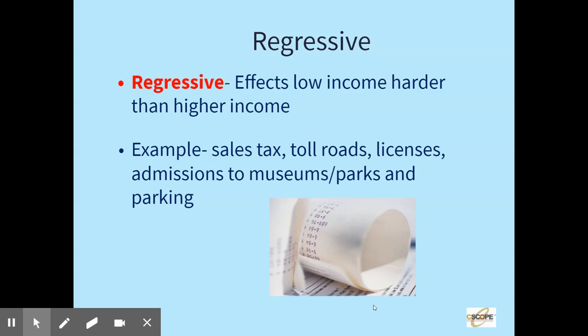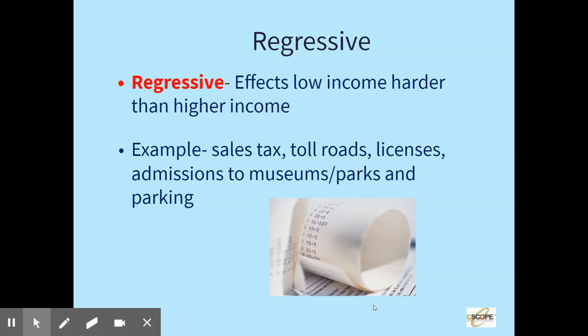Going to a museum, sales taxes, things like that, are going to hit lower income or middle class people much harder than multimillionaires. We see regressive taxes a lot: parking fees, licenses, taxes on toll roads. You're driving a toll road and you're charged the same fee as that multimillionaire. That is a regressive tax. A lot of times we don't think about that and realize the effects on individuals, because it affects them totally differently depending on how much you make.